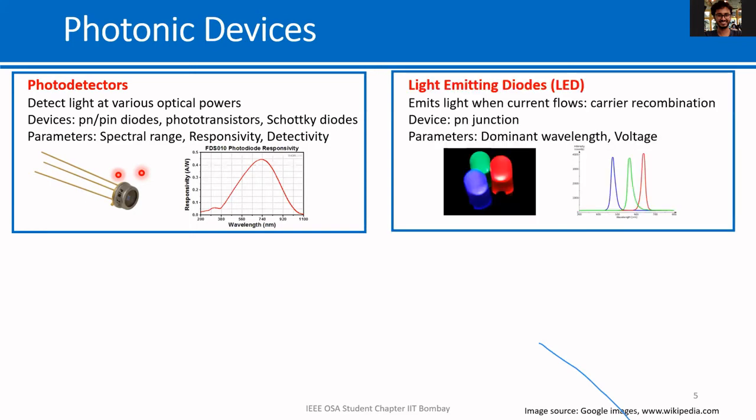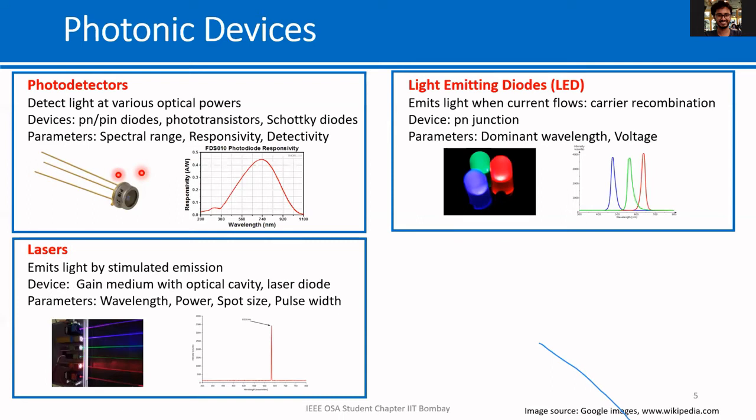Next are the light emitting diodes, which everybody knows is a device which emits light, and it does so by this process of carrier recombination. This is also a PN junction, but the difference from photodetectors is that an LED is a forward biased PN junction, and a photodetector is typically a reverse biased PN junction. So the forward bias allows the carriers to recombine when a current flows, and they come in all sorts of wavelengths, right, from UV to IR, and they're used for a lot of applications.